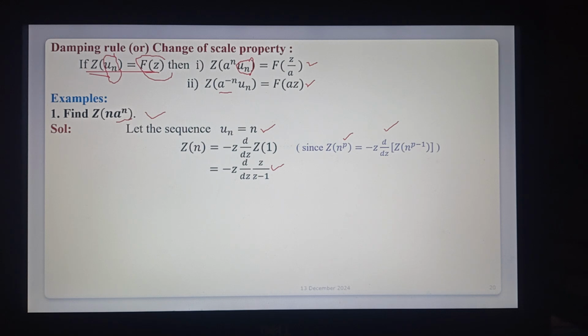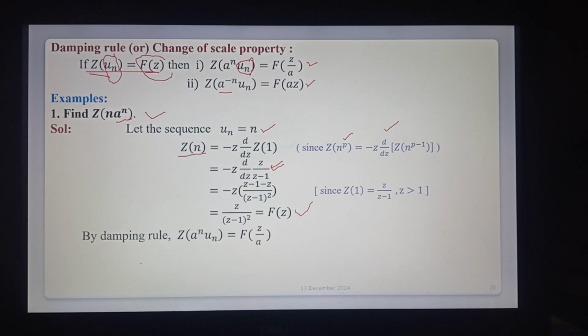Now the differentiation is minus z into the u by v method here: (z minus 1) into 1 minus z, by (z minus 1) whole square. Now the simplification is z/(z minus 1) whole square. This is F(z). So the Z transform of u(n) is equal to F(z). By the damping rule, the Z transform of a^n u(n) is equal to F(z/a). We have already found F(z).